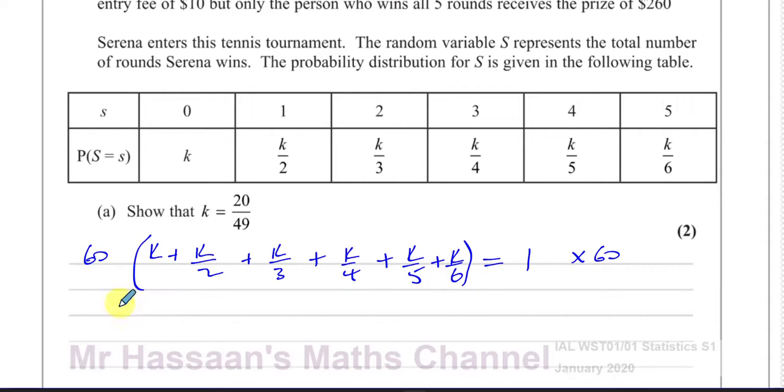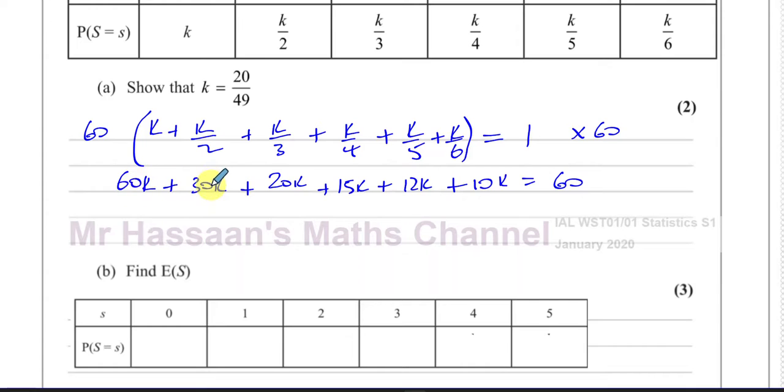So 60 times k, that's 60k. 60 times k over 2, that's 30k. 60 times k over 3, that's 20k. 60 times k over 4, that's 15k. 60 times k over 5, that's 12k. And 60 times k over 6, that's 10k. That's equal to 60 times 1, which is 60. So that's going to give us 90, 110, 125, 135. 135 plus 12 is 147k equals 60. So k equals 60 divided by 147.